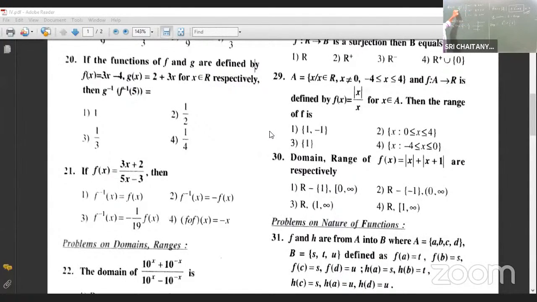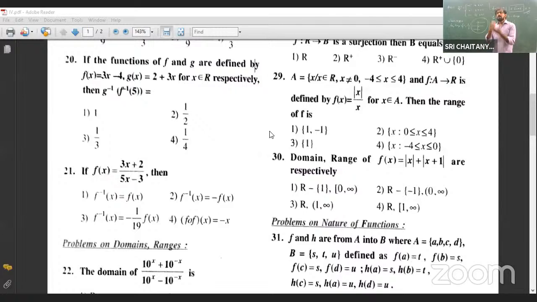I am repeating: |x|/x is called a signum function, and its graph will be like this. Whatever you substitute, you get either 1, minus 1, or 0. Here in the problem, x is not equal to 0, because if I substitute x equal to 0, it is not defined. So he has given x not equal to 0, and asked you to take some values between minus 4 and 4.